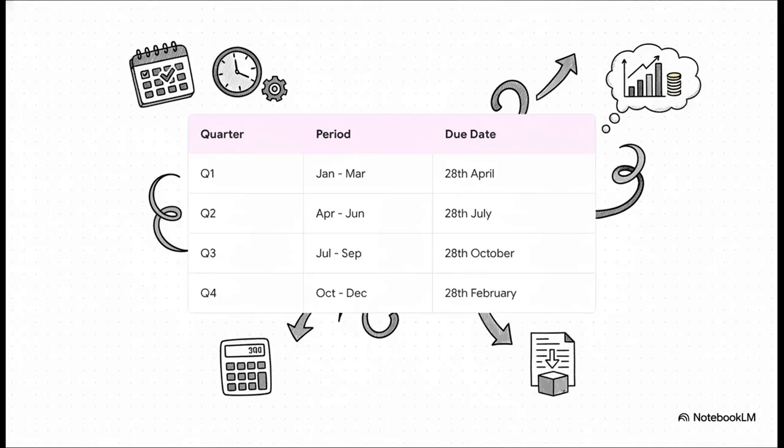This table, drawn directly from our source material, lays out the standard quarterly BAS lodgement schedule. As you can see, the deadlines are fixed. For instance, the Quarter 1 reporting period, from January to March, always has a due date of the 28th of April. Knowing these dates is the first step.